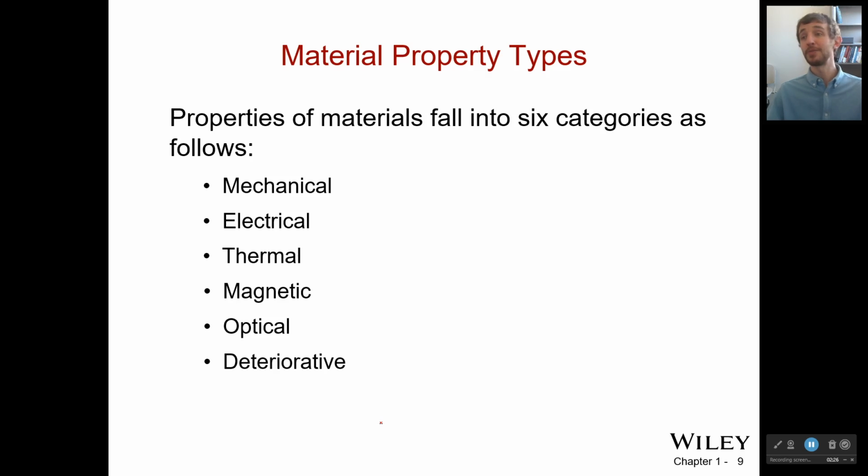Okay, what kind of material property types are there? Well, we're going to focus on a few right now. We're going to go for mechanical, electrical, and thermal, so those we're going to look at right now.